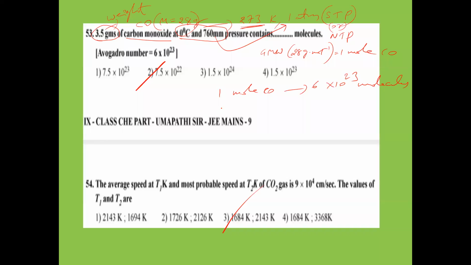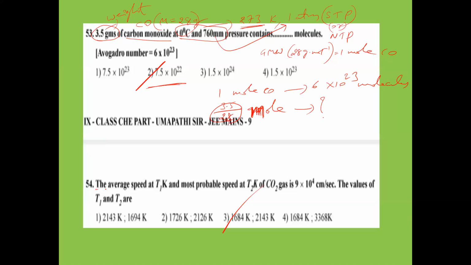Then at STP, here, how many moles are given? 3.5 grams by 28. So these many grams, these many moles. One mole CO has 6.023 into 10 power 23 molecules, so these many moles will contain how many molecules? That's what they ask. So we have to take 7.5 into 10 power 22 molecules. Is that clear? So do the calculation parts.